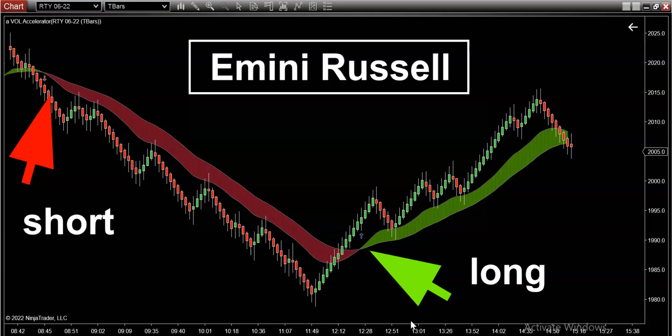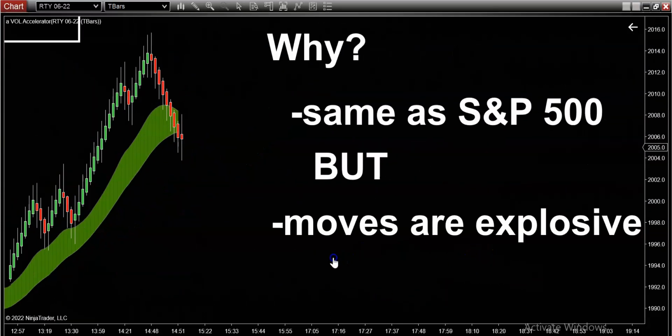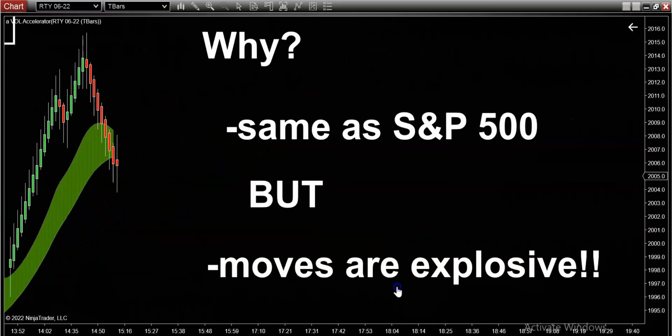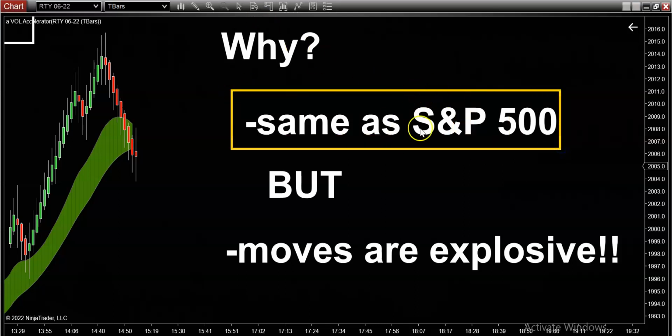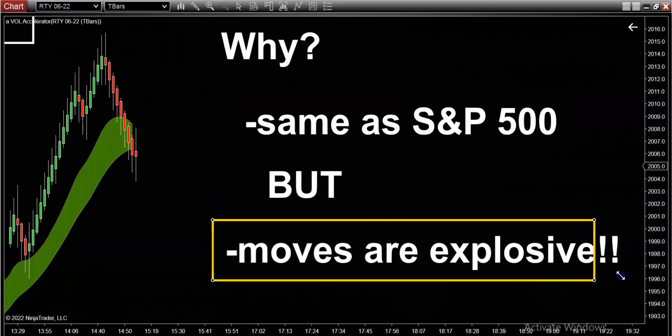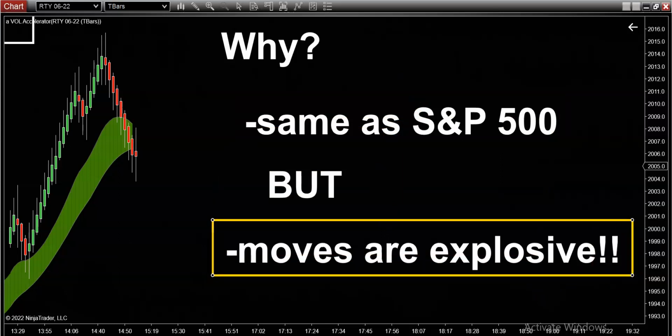The first question you're probably asking is, how is this different than maybe the S&P 500? I'm glad you asked. It's really not that much different than the S&P. But the Russell has a very unique circumstance that makes it calculate the same as the S&P, except the moves on the Russell are, in my opinion, 10 times more explosive.